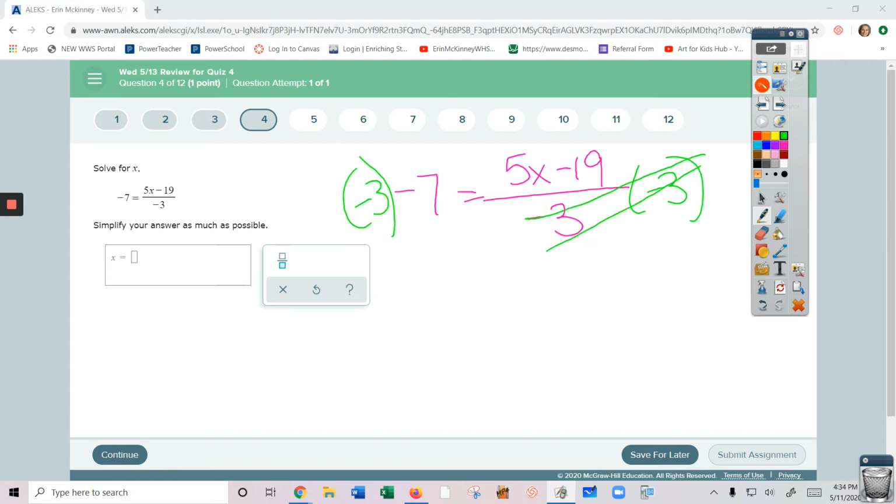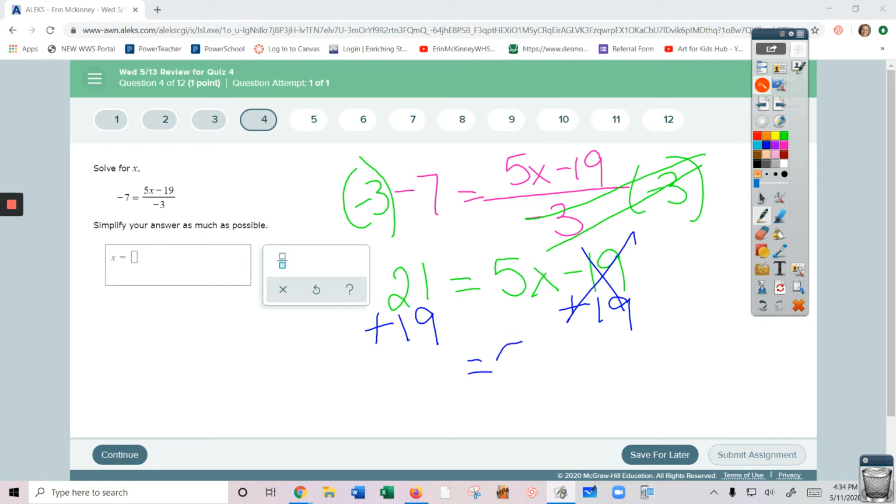Okay, that cancels these out. We'll get a positive 21, a negative and a negative. Multiplying give us a positive. Okay, and now we're just down to that regular old 2-step. So we'll add 19 to each side. These will cancel. 40. And then we will undo our multiplication with division. Okay, these will cancel and we'll get 8 equals x, or x equals 8.